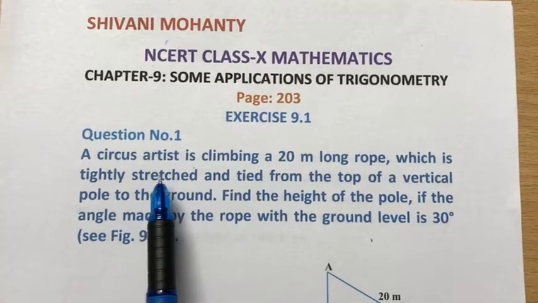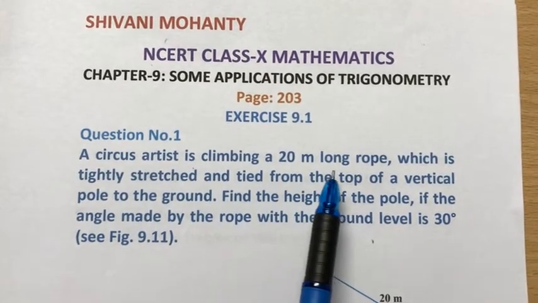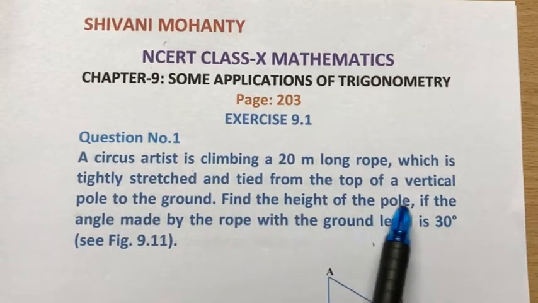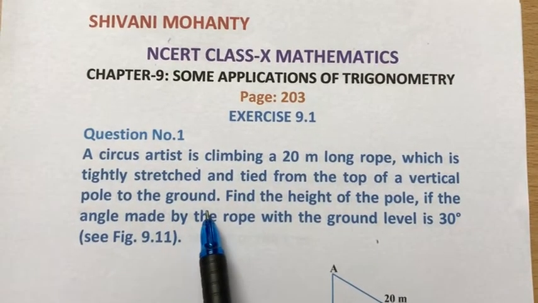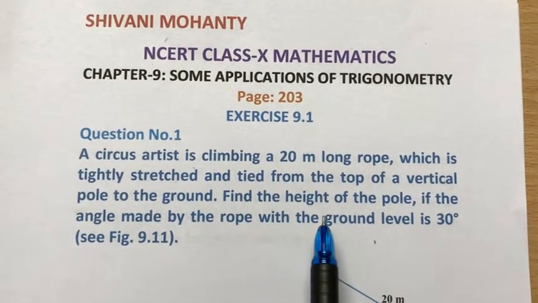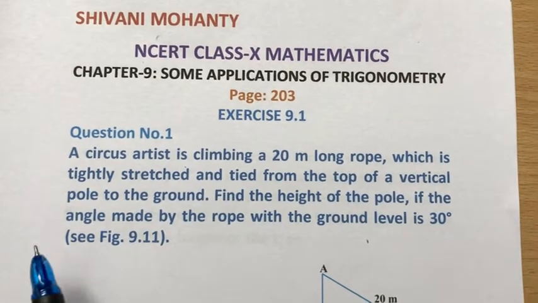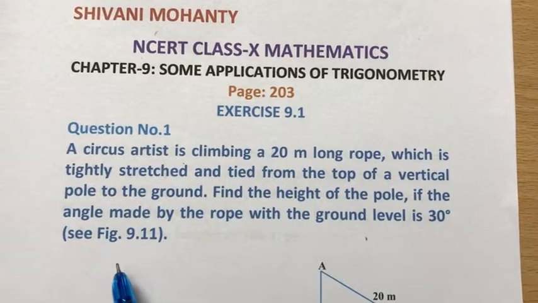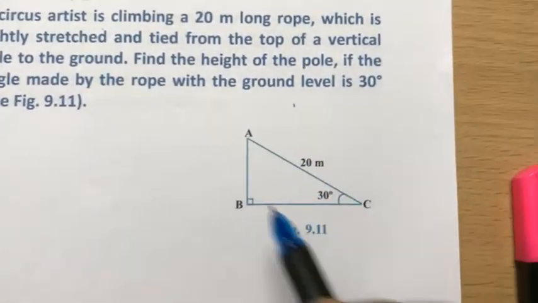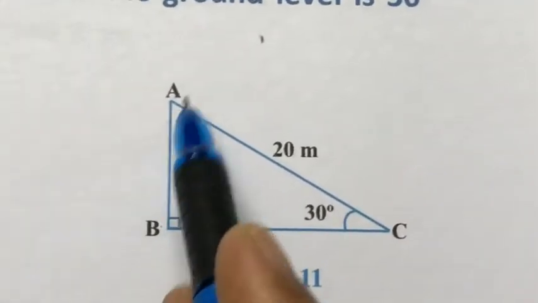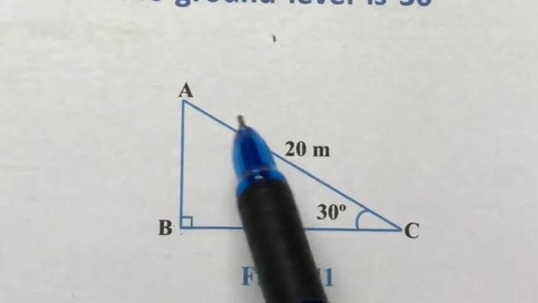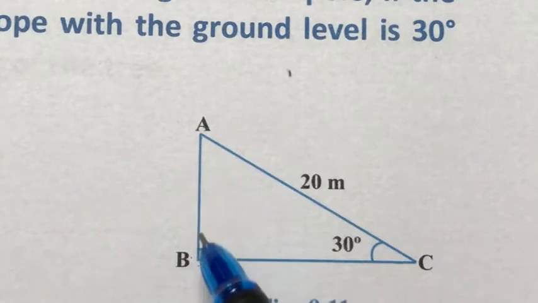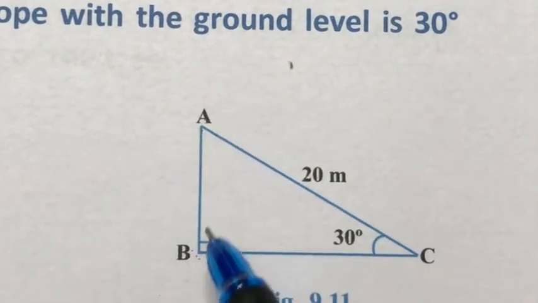A circus artist is climbing a 20-meter long rope which is tightly stretched and tied from the top of the vertical pole to the ground. Find the height of the pole if the angle made by the rope with the ground level is 30 degrees. So this is AB is the pole. Now the question, it is evident that you have to find out what is AB.